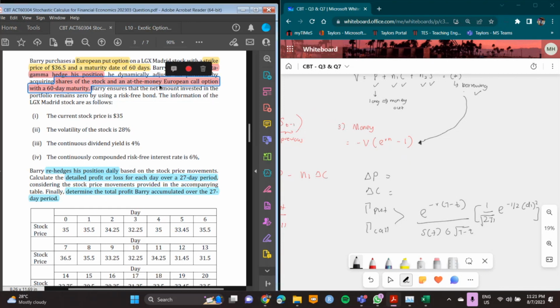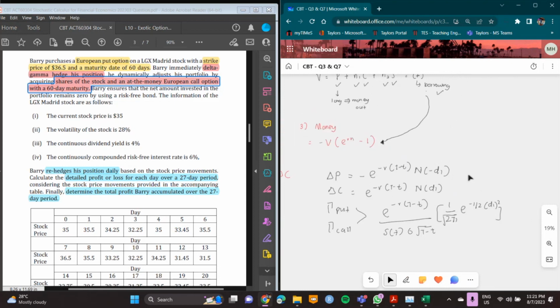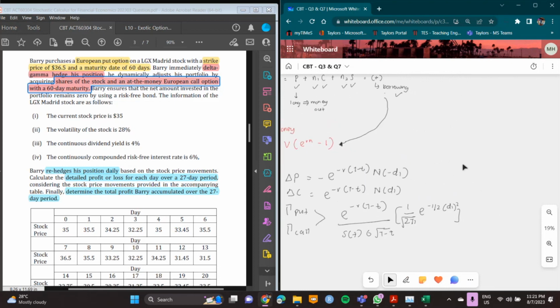For call, we can see the value of K is 35, at the money. For put, the value of K is 36.5. And also the delta put is negative exponent negative r(T minus t) and negative D1. And also for delta call, e to the negative r(T minus t) and D1. So we just substitute all these formulas in Excel for day 1, then we can drag it until day 27.